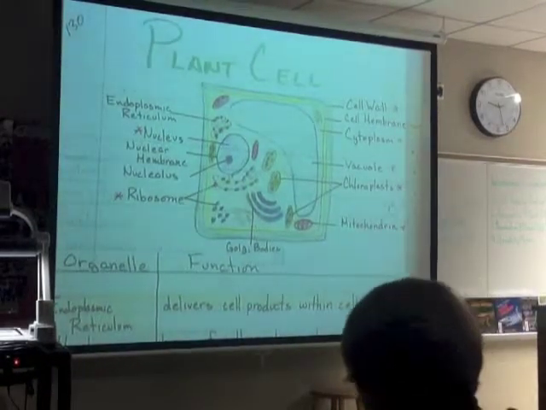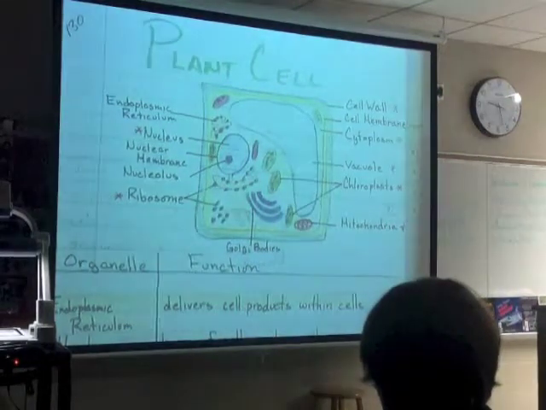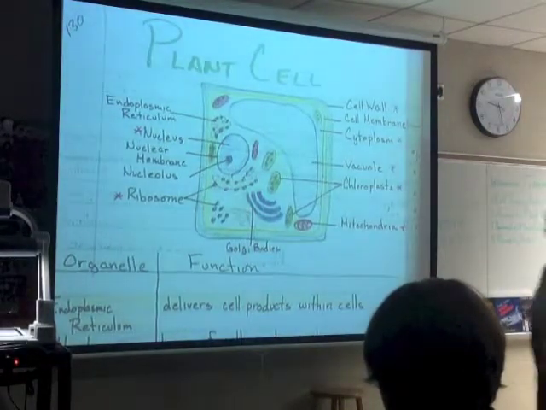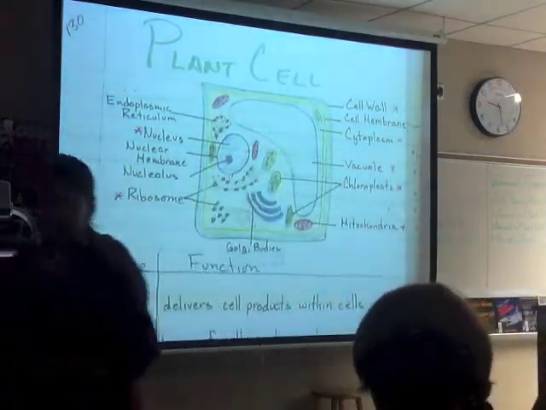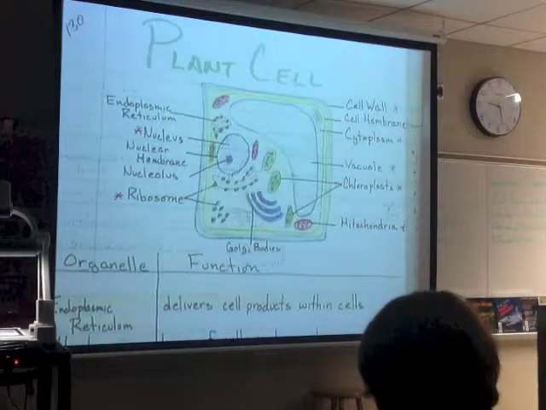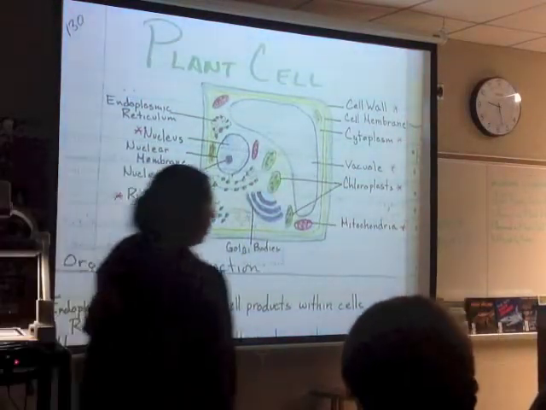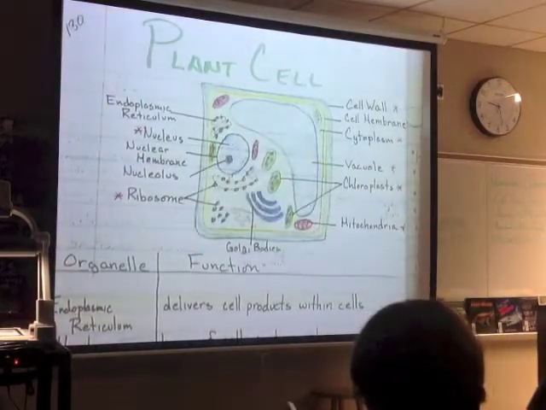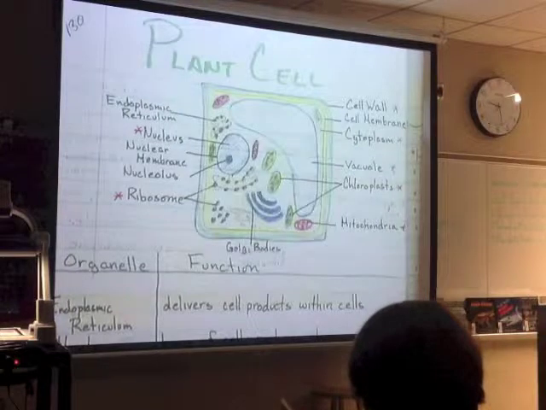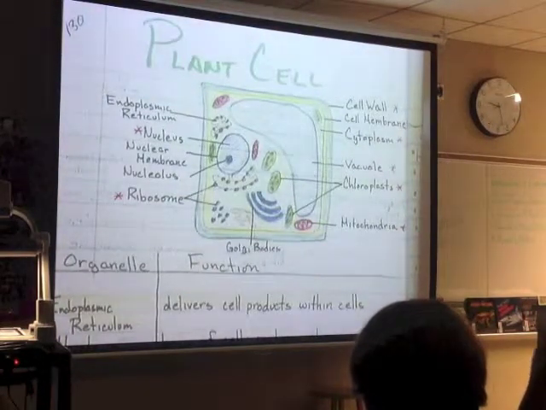Alright, so once again, our objective is to review the cell theory, which we just did, and to look at the parts, organelles basically, and the functions of cells. We're going to look at both plant and animal cells. Your essential question is, how do the similarities and differences between plant and animal cells relate to the similarities and differences in animals and plants?